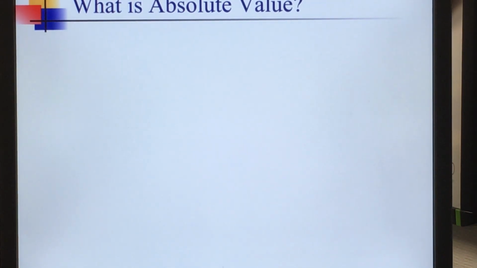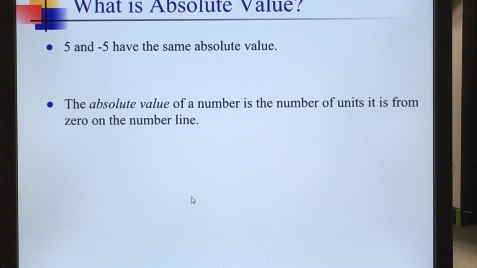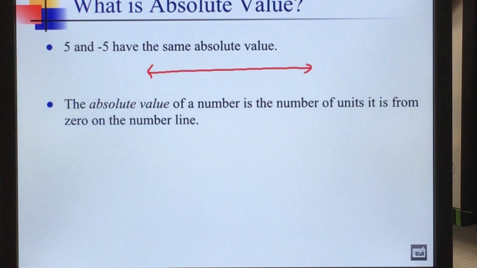What is absolute value? Remember that the numbers 5 and -5 have the same absolute value. If you recall, the absolute value of a number is just how far away it is from 0 on the number line. So if we locate 5 and -5 on the number line, both of them are 5 units away from 0.